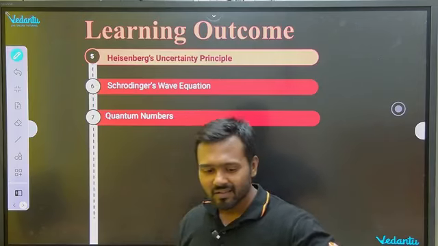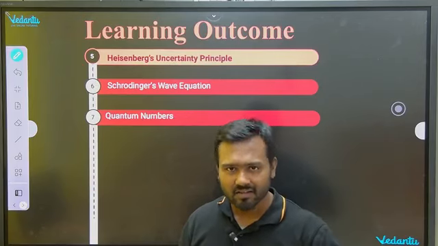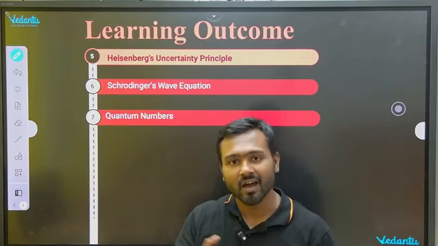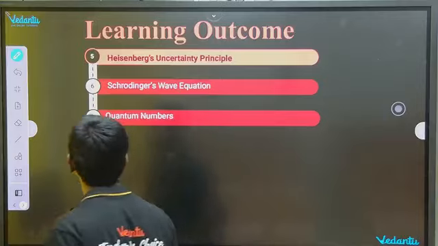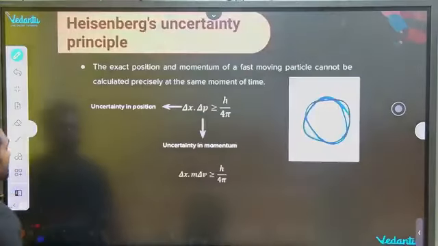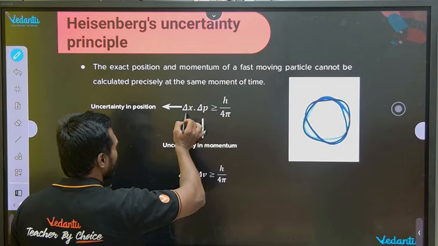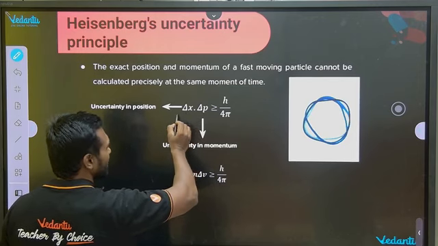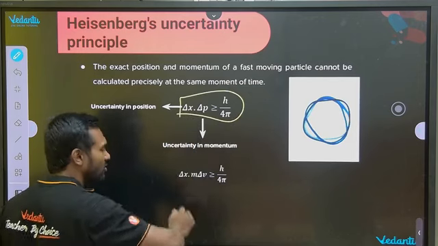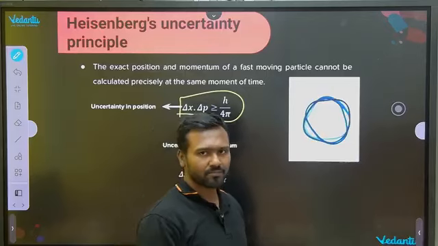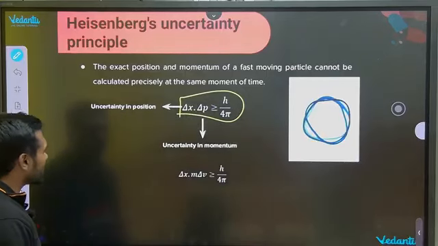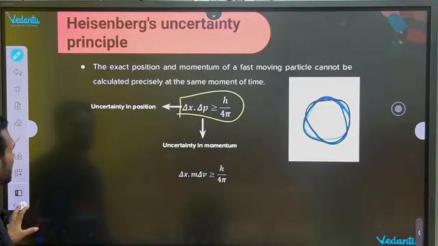So till here one story, from here another story. The formula: delta x, that is the error in position or uncertain position, times the uncertain momentum, is greater than or equal to h by 4 pi.